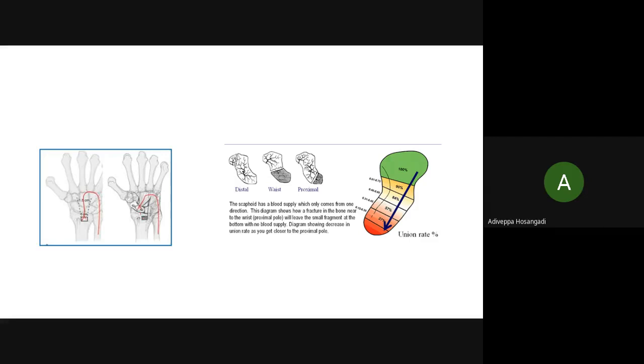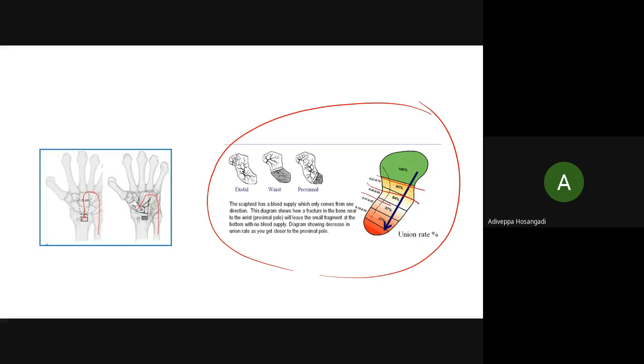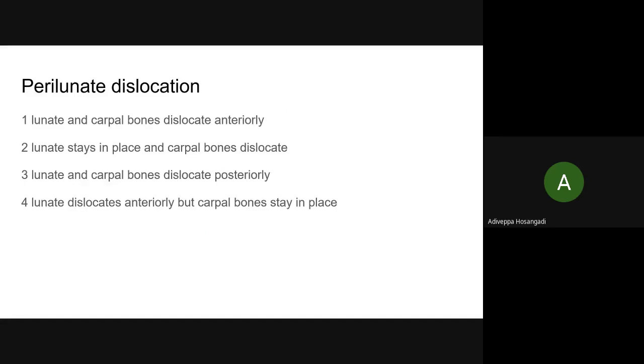See here, this part of the bone is taken from here and attached to the scaphoid bone. One more important thing to remember about the scaphoid: as the fracture goes more and more proximal, the union rate goes on reducing, because of the blood supply. We need not explain much into that.